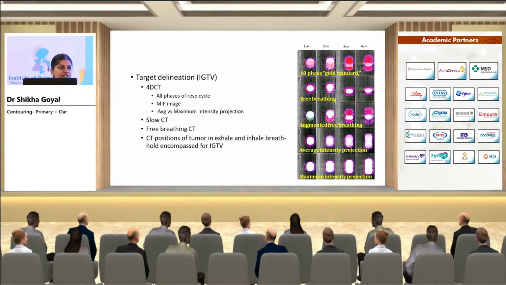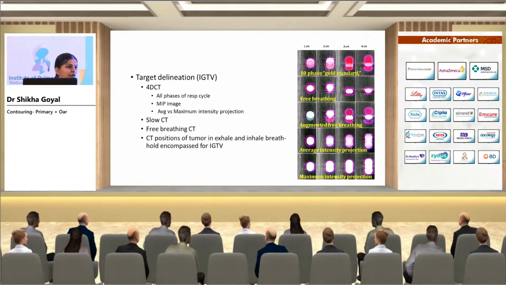Usually, MIP projections are not good for lesions which are close to the diaphragm or which are close to the mediastinum, because the interfaces will change. The relationship of the tumor with that interface will keep on changing with the different phases of respiration. The spine movement also is different when you're using MIP. So in those situations, for planning purposes, it is recommended that we use the average intensity projection.